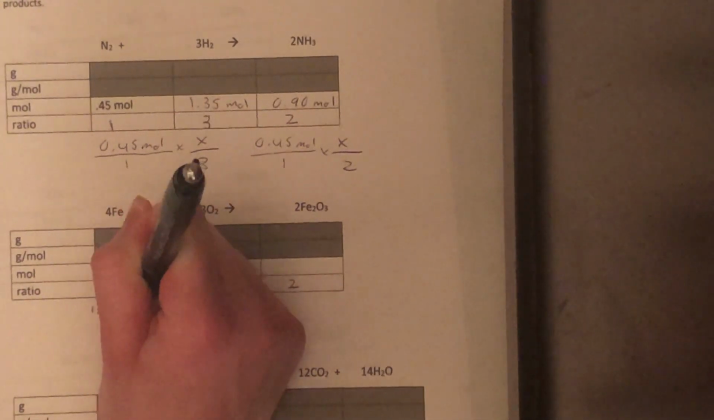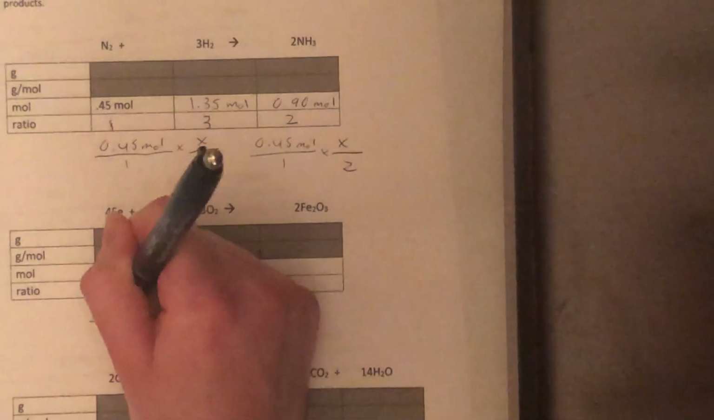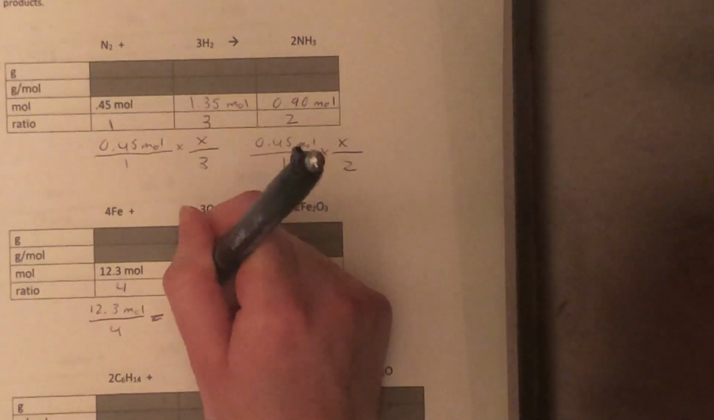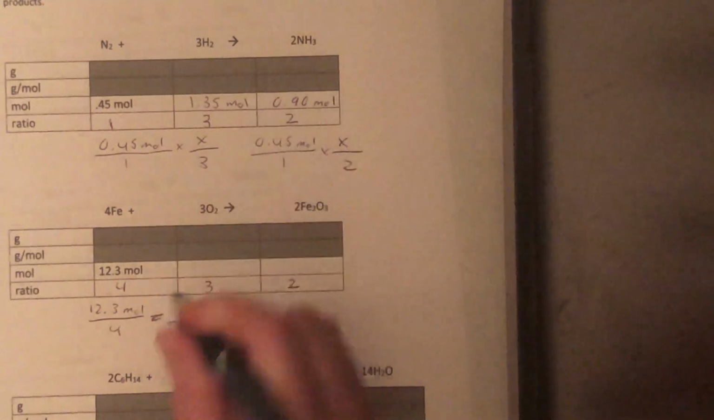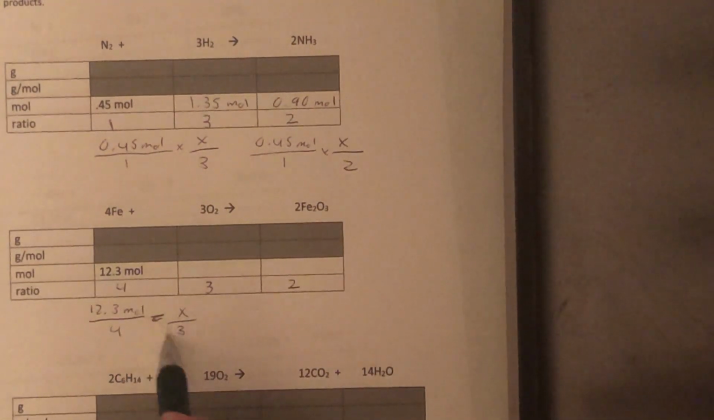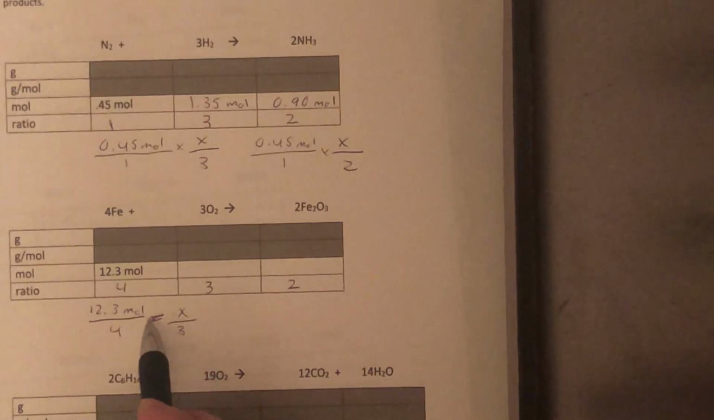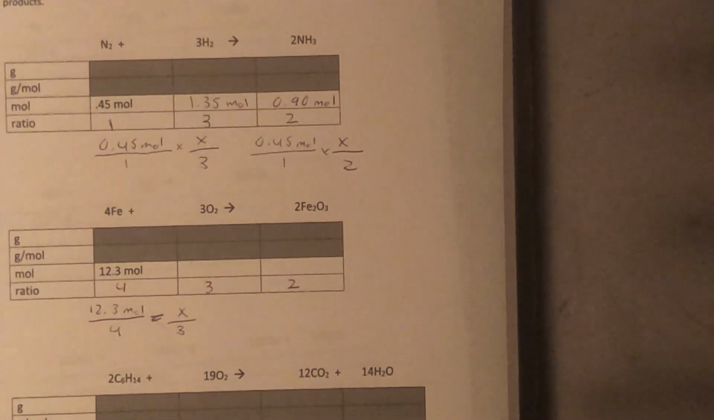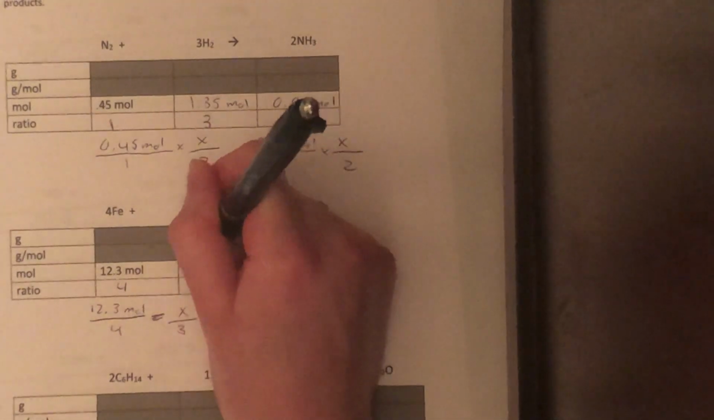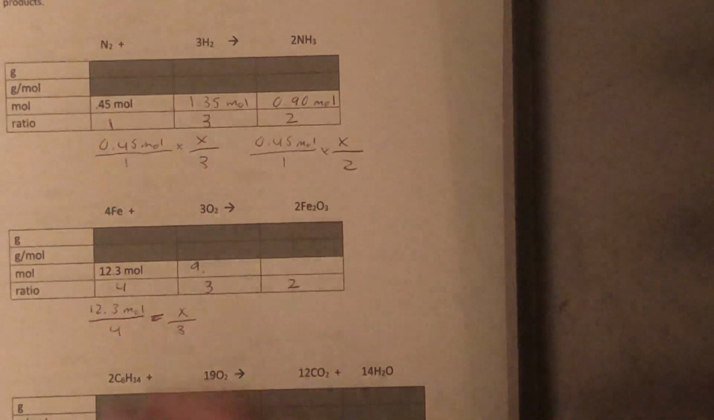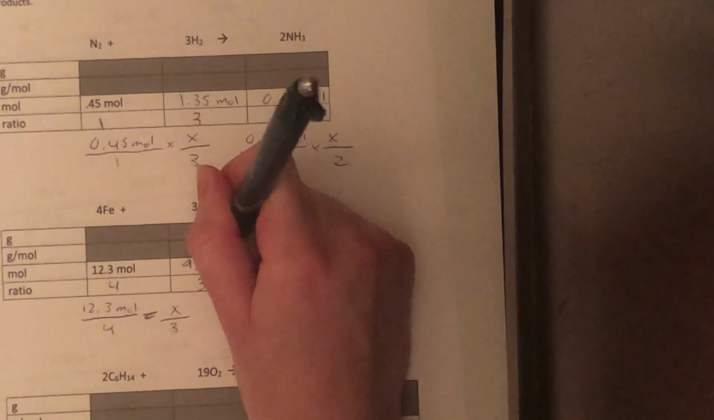We have 12.3 moles for 4 is equal to x over 3. Then we cross multiply the 3 times the 12.3, divide by 4, and that'll give us 9.23 moles.